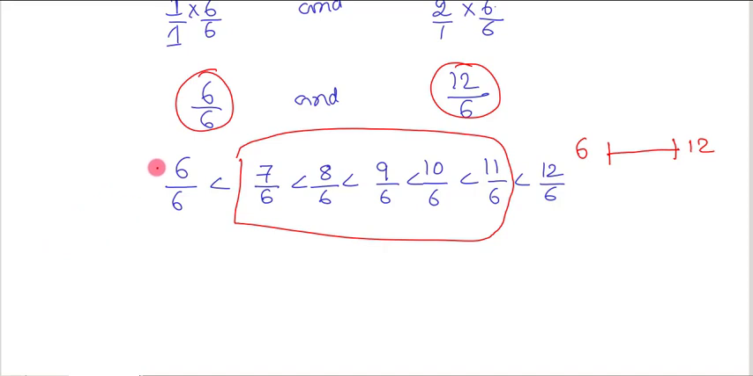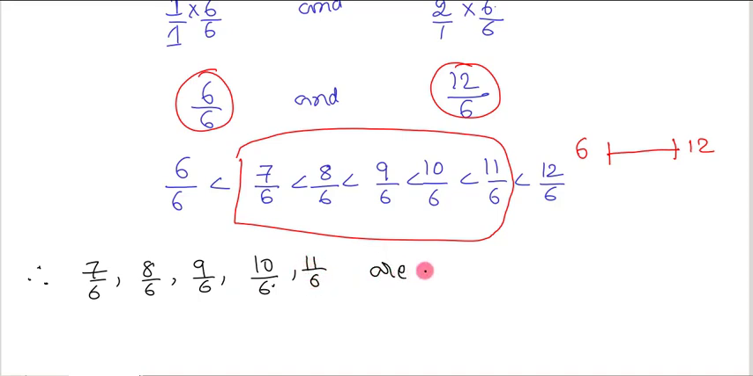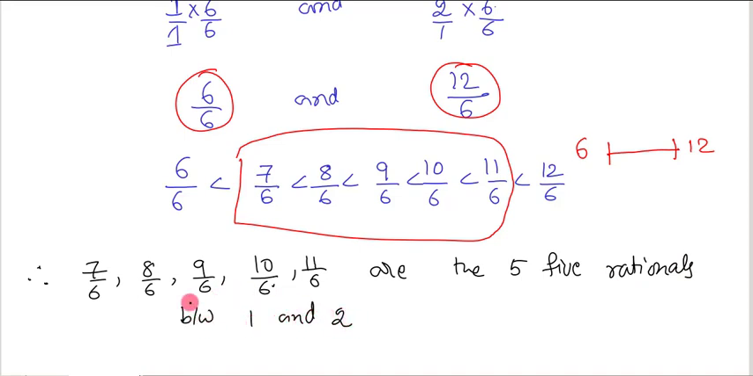So, let me write that. Therefore, 7 by 6, 8 by 6, 9 by 6, 10 by 6, 11 by 6 are the 5 rationals between 1 and 2. So, do we have these 5 only, or do we have more than that? There are infinitely many rational numbers between 2 given rational numbers. That means if A is a rational number and B is a rational number, between these 2 rational numbers there are infinitely many rational numbers. In the same manner, between 1 and 2 there are infinitely many rational numbers.